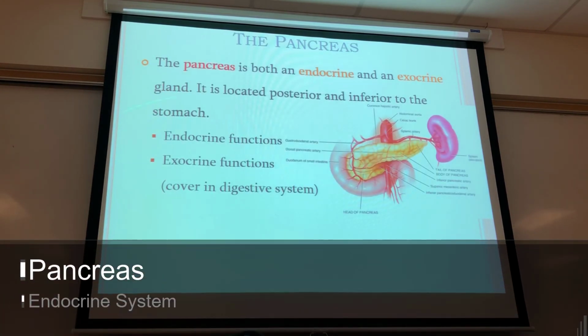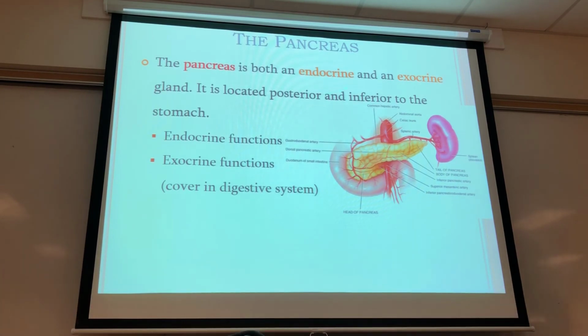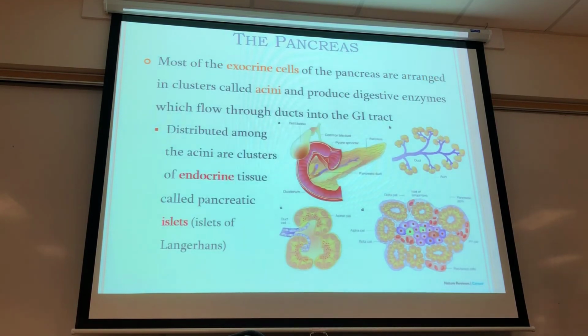Pancreas. Pancreas we'll learn in our digestive lecture, but the endocrine functions are going to be seen specifically for the production of insulin and glucagon. So we're going to go in and take a look at the structure of the pancreas. Let's zoom in specifically on the functional units.